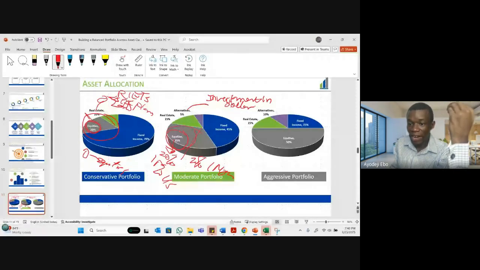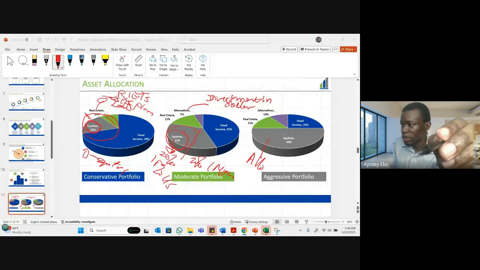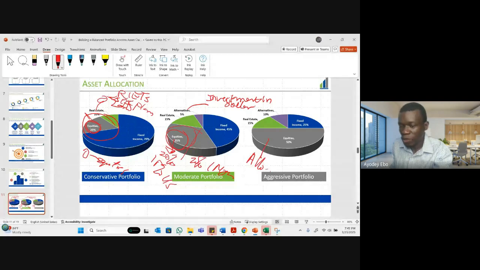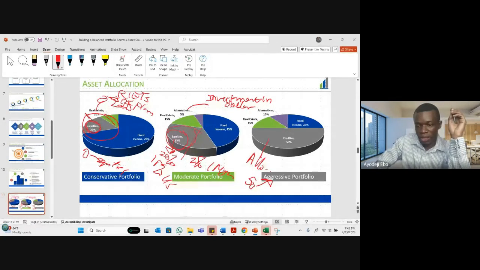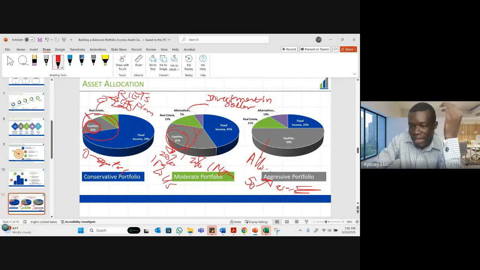And if you are very aggressive, it means you have a lot in equities. But what about your age? You cannot be approaching 50 and say you are aggressive, taking a lot of risk. I will not. So your age also matters. If you are just starting, maybe you are 25, 30, you are just starting investment, you can classify yourself as aggressive. You can take a bit of risk because you have longer time.